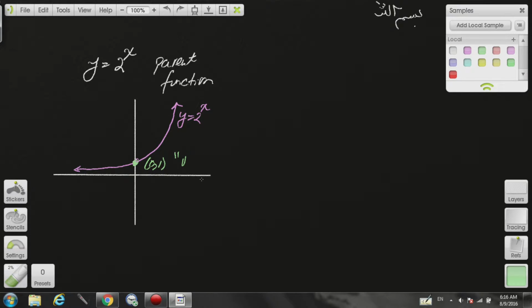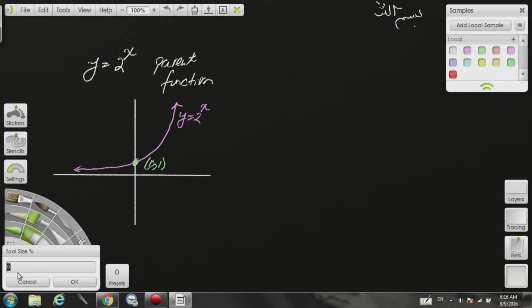So this is the parent function, y equals 2 to the x. One important aspect you have to appreciate is that this function does not cross the x-axis. The x-axis is an asymptote. The function will get closer and closer to the x-axis, but it will never cross, because there's no number that you can put over here that will make this negative. If you put 2 to a positive number, it'll be a positive number. If you put 2 to a negative number, like 2 to the negative 10, it will just be 1 over 2 to the 10. It's still a positive number. So this function will never cross the x-axis, and the x-axis, in fact, is the asymptote of this function.